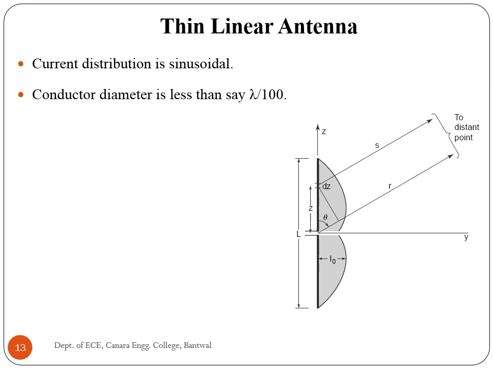Thin linear antennas are symmetrically fed at the center by a balanced two-wire transmission line, and it is assumed that the current distribution is sinusoidal. Current distribution measurements indicate that this is a good assumption provided that the antenna is thin, that is, when the conductor diameter is less than, say, lambda by 100. Consider the figure to develop the far-field equations for a symmetrical, thin, linear, center-fed antenna of length L.